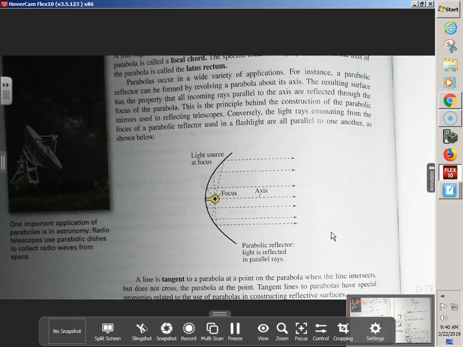Because if the light source is put at the focus, the light will reflect off the parabolic surface to channel all the light in one direction.